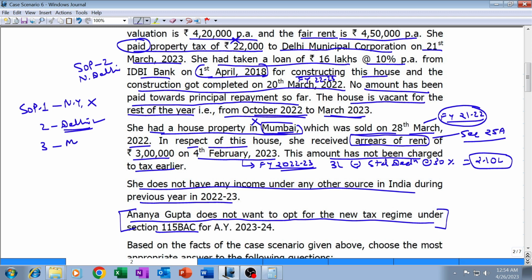And the third property is located in Mumbai, but this property has already been sold. This property does not exist. So only 2 properties are there, and we know pretty well that a maximum of 2 properties can be considered as self-occupied property. But this New York property is not to be taken into account because she is non-resident in India. Therefore, ideally only 1 property will be taken into account. Question comes to an end.